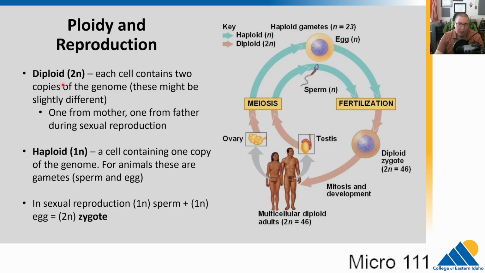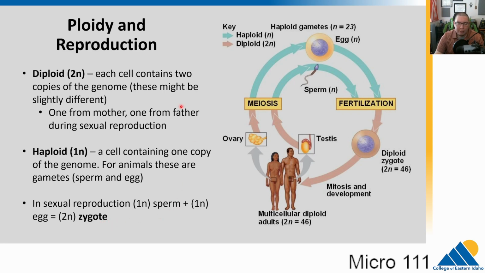The other side of this is the term haploid, which technically means half, but for our purposes means a cell that carries one copy of the genome. In the case of animals, these would be the gametes, the sperm and the egg. So in sexual reproduction, these haploid sperm and egg, 1 + 1 = 2. They form a diploid zygote, and then that zygote divides and becomes the full multicellular organism we know.